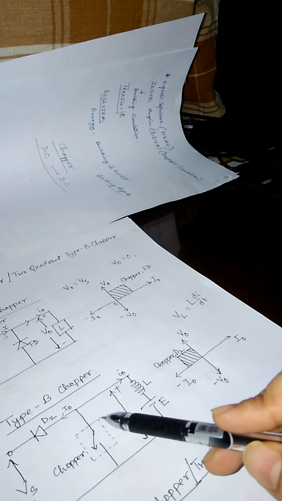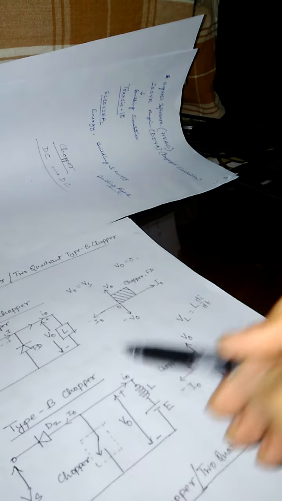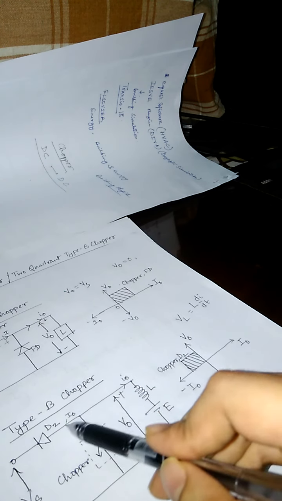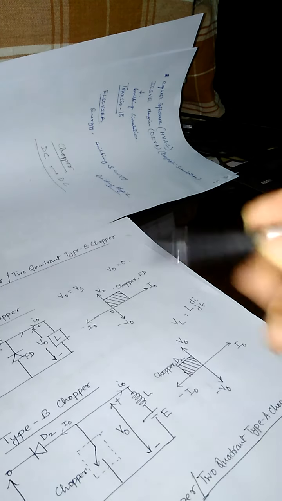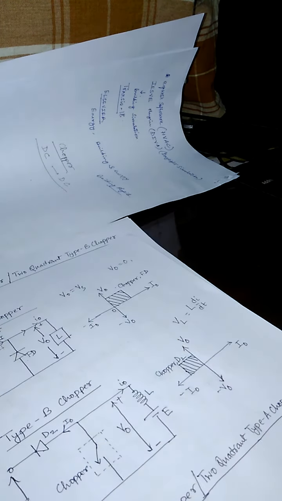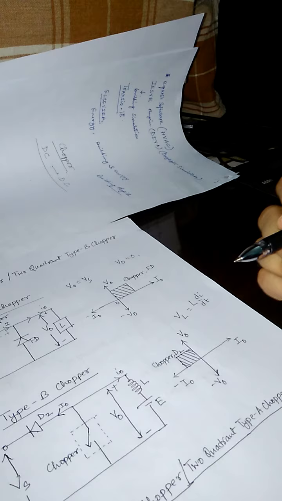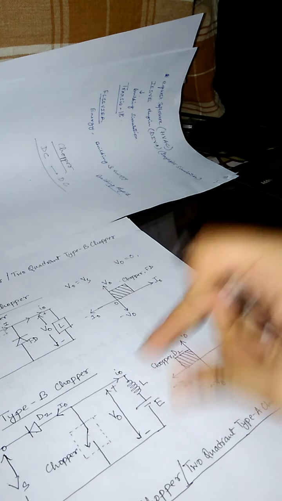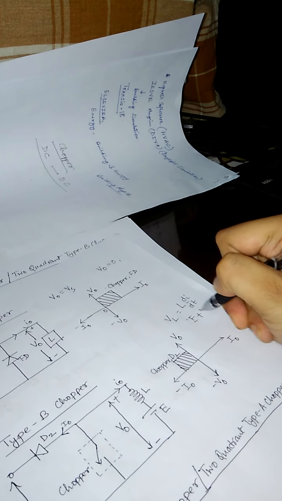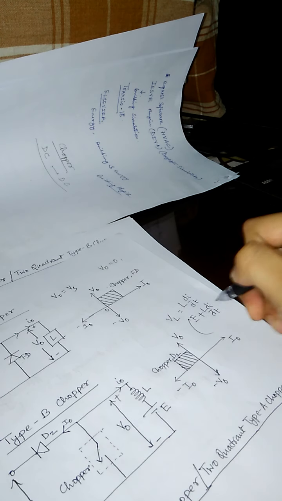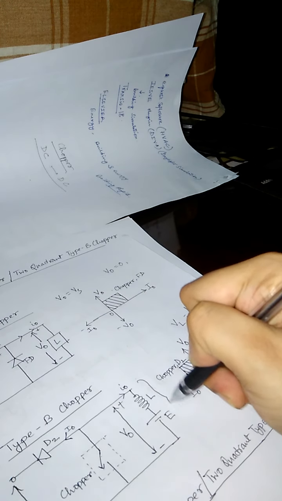But now the chopper is in non-conducting mode, so this current is going to be discharged through this side. That means the load side is going to feed the source side, so this I0 is now going to flow in the opposite direction. That means in the non-conducting mode of this chopper, the total voltage across this path is going to be E plus L di/dt.